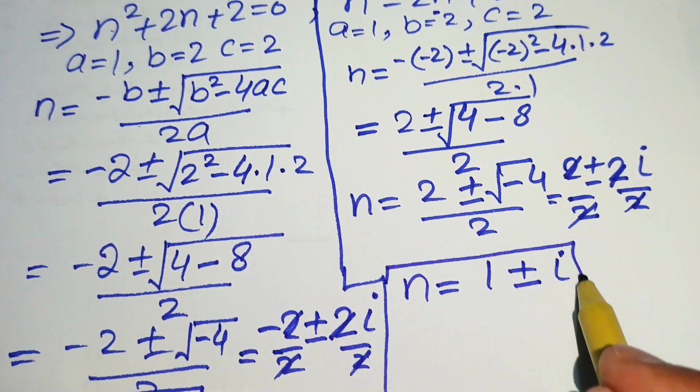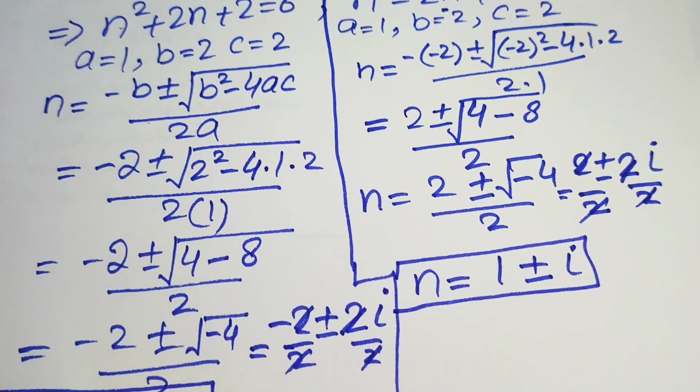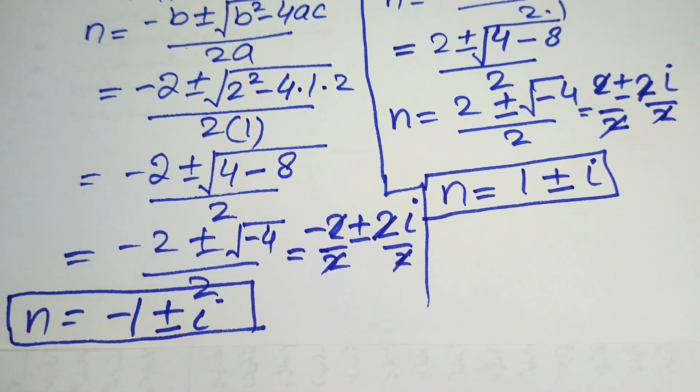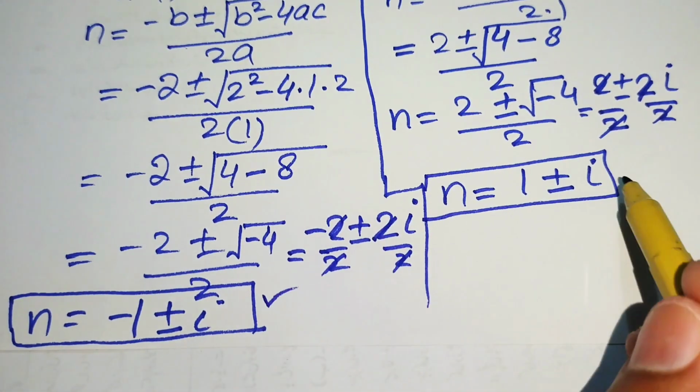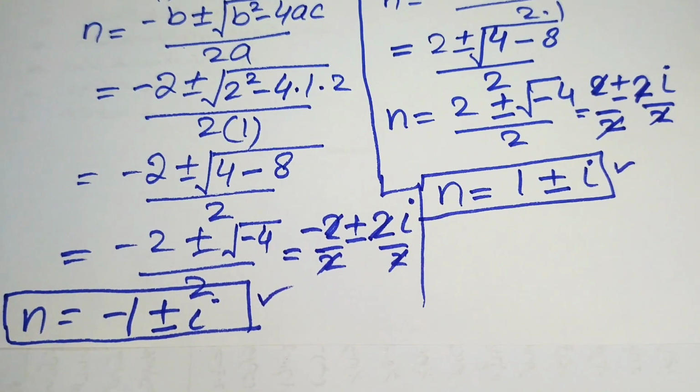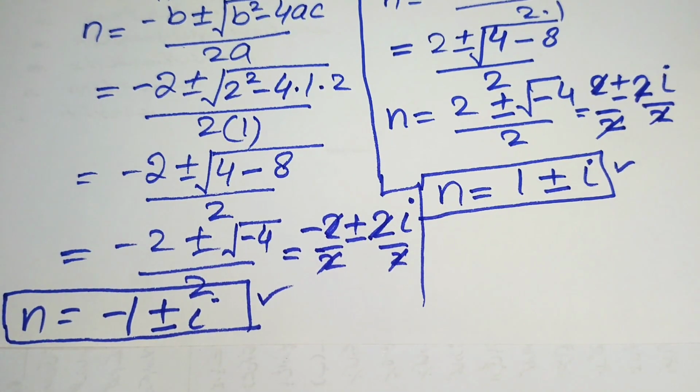So these are the other two complex roots of the given question. So finally we have the 4 roots of the given question, and this is the final answer of this question.